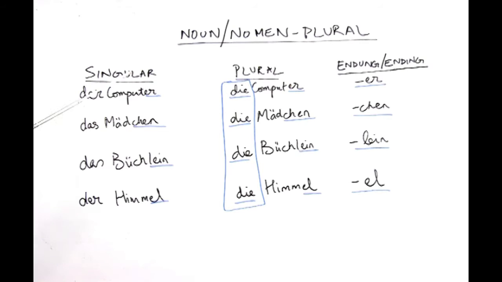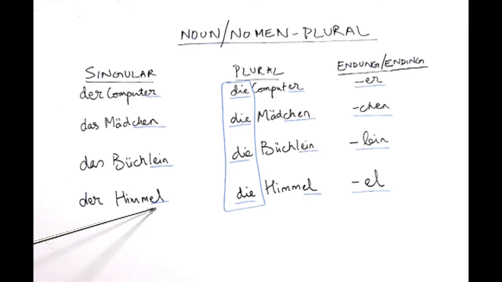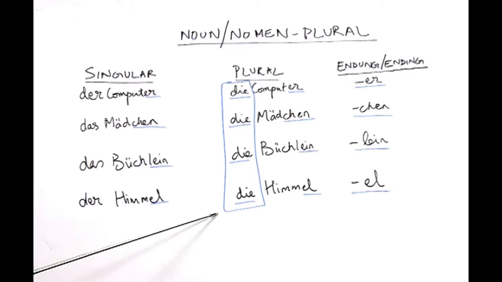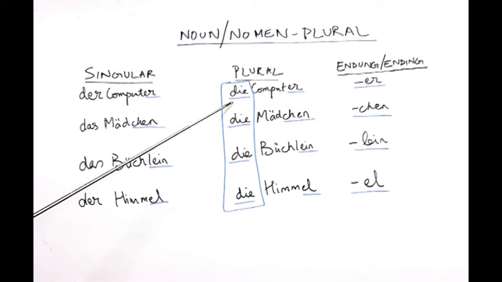So, as you know, these nouns are with certain endings, and as you can see, this noun computer with the ending er belongs to the masculine gender, therefore, the article der. Noun ending with chen belongs to the neutral gender, which is das. Noun ending with lein belongs to the neutral gender das, and a noun ending with el usually belongs to the masculine gender der. However, when they make a plural form, they all take the same article, which is die.